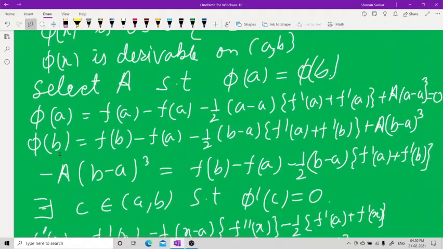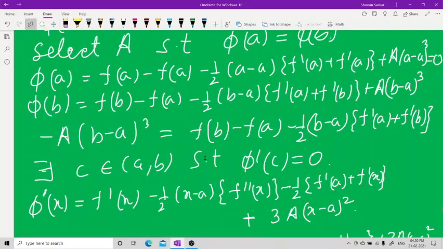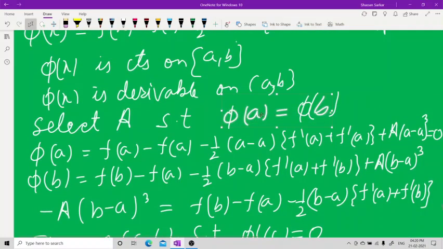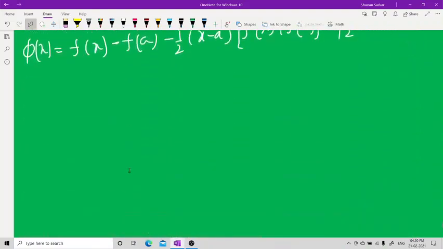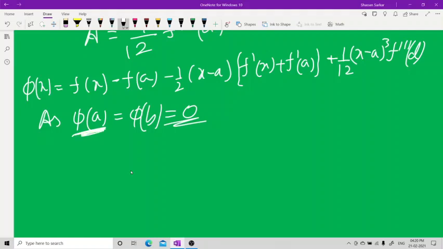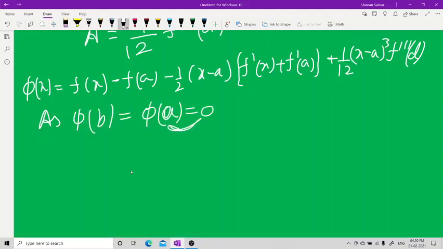You can see phi(b) is 0 because phi(a) and phi(b) have to be the same. Here you can see phi(a) and phi(b) are the same. Phi(a) is 0, so phi(b) will also be 0. So since phi(a) is 0, phi(a) equal to phi(b) is equal to 0. Let's write it in this manner: phi(b) is equal to phi(a) is equal to 0. Therefore, phi(b) is 0.